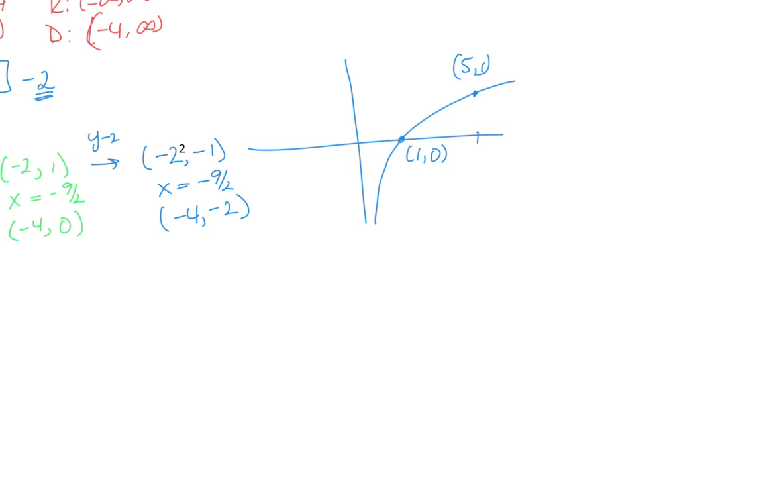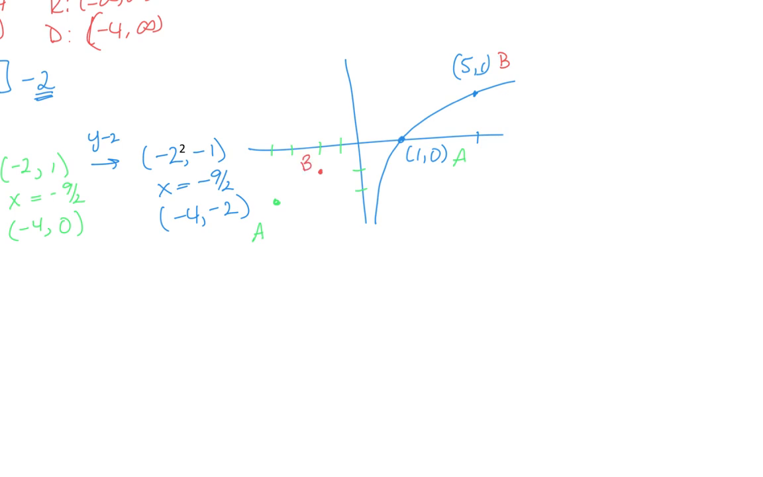So the point 0, 1 goes to negative 4, negative 2. So that's where that point, we're going to call this A. This is where A went to. Point B, I'm going to call this B. The point B went to negative 2, negative 1. So it went to negative 2, negative 1. That's where B went to.